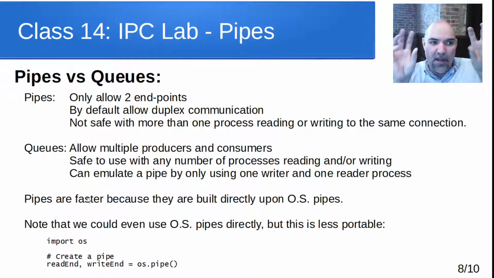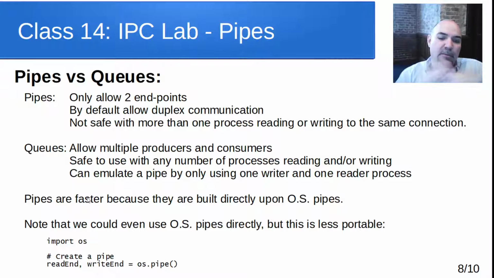Pipes, if you only ever have a producer and consumer, can be faster because they're built directly on top of the operating system implementation of pipes. And you could use those operating system pipes directly if you wanted to, although that's a little less portable. So you could say import os and do os.pipe rather than multiprocessing.Pipe, and that will give you the read end and the write end that way. We're going to use multiprocessing.Pipe for this lab.